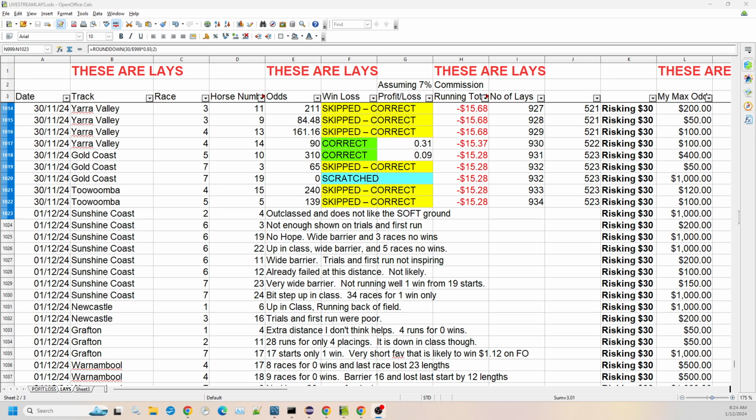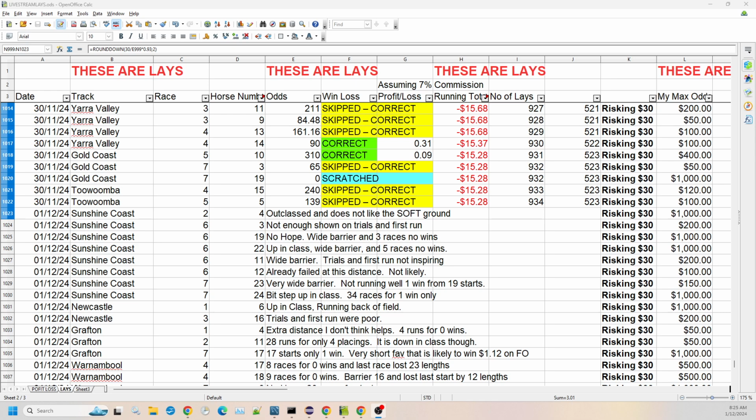Then we jump to Sunshine Coast, race 7, where I've got 2 horses, 23 and 24. And number 23, very wide barrier. It's not running well enough, and it's only had 1 win from 19 starts. I'm willing to go up to 150 on that one. Then we have number 24. It's a big step up in class. It's had 34 races for only 1 win. I'm willing to lay that up to the 1,000. Then over in Newcastle, where it is a soft track, race 1, number 6, it's up in class. It's going to be running at the back of the field. Can't see it catching up, especially on a soft track. Willing to go up to the 1,000.